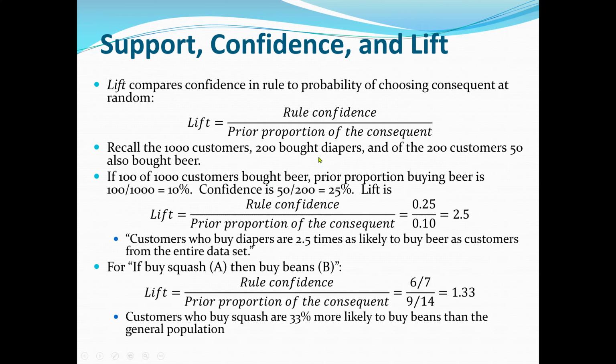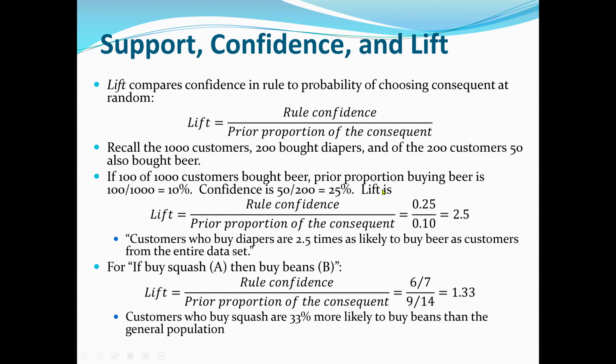But we know that 50 of those who buy diapers buy beer. So the 50 here represents those who buy diapers and beer. But the 100 here represents only those who buy the beer. So our confidence for our rule will be 50 by 200, because if you buy diapers, then you buy beer, it will be 50 over 200.